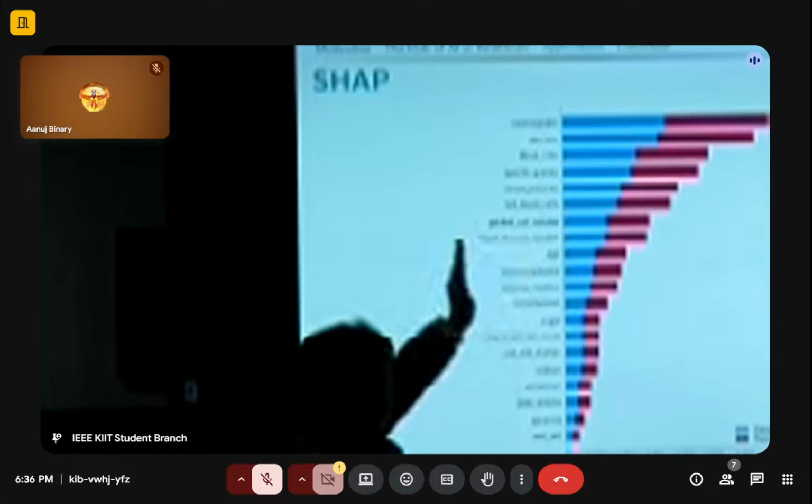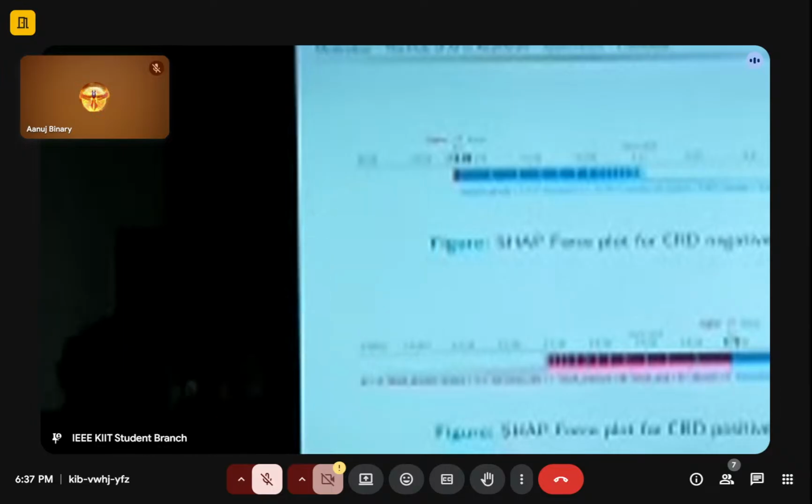Force plot for CRD negative prediction. Here you can see this is minus 12.29. That means the contribution of this attribute is very minimal, so it is predicted as red. You can see that it is predicted as negative kidney disease.